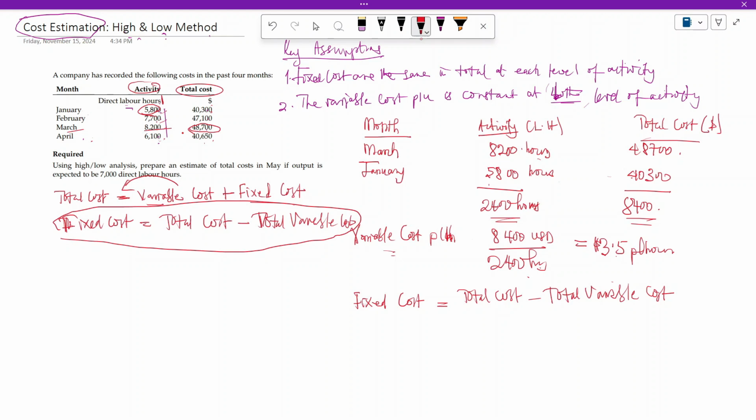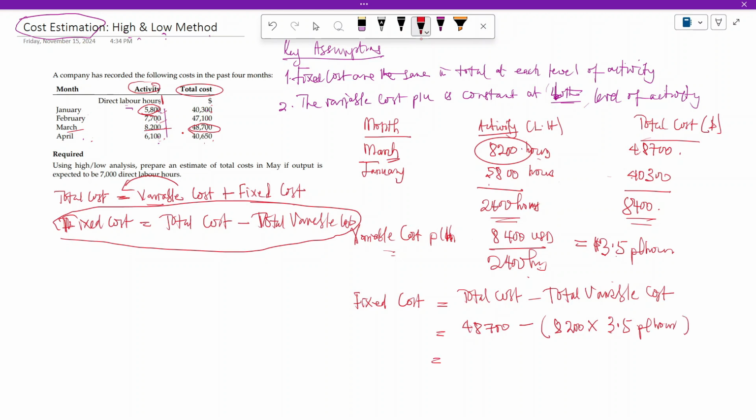Great. Now, what is the total cost at any of them? So let's use the month of March. So your fixed cost is going to be 48,700, sorry, 48,700 minus your total variable cost. So your total variable cost here is going to be 8,200, which is the activity level, 8,200 times your $3.5 per hour.